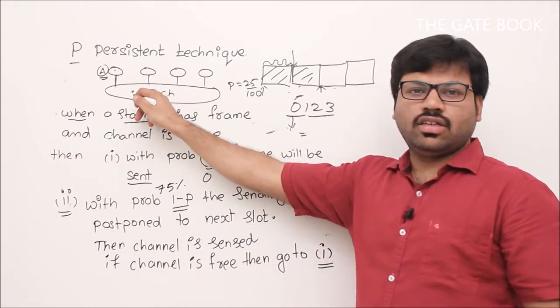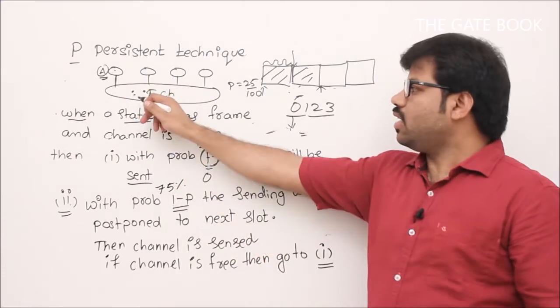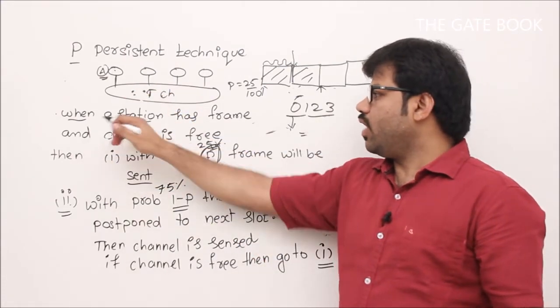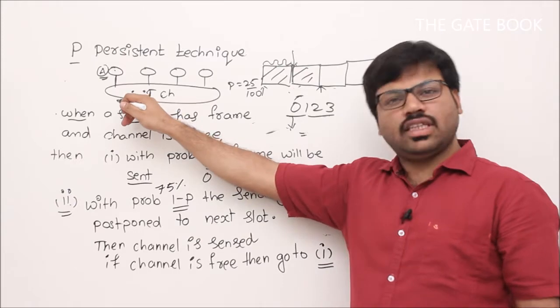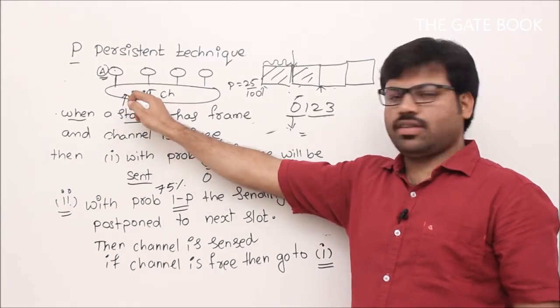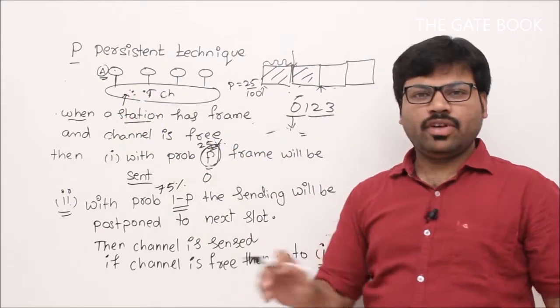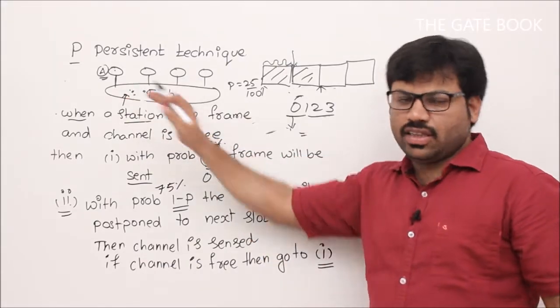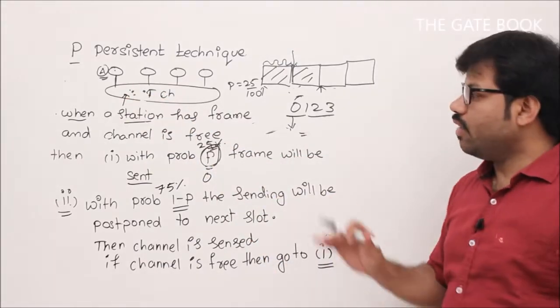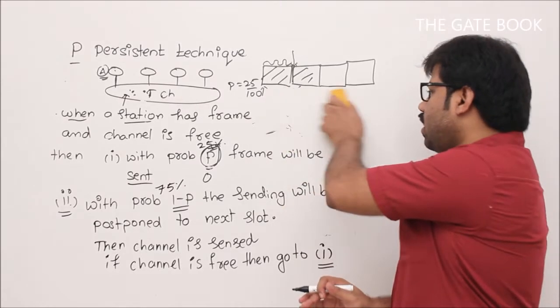It will sense. If the channel is busy, then what do we do? See here, whenever the channel is busy, we simply continue sensing. Suddenly the channel will become free. Whenever the channel is free, now the story begins. Understand? Whenever the channel is free, generate a random number.